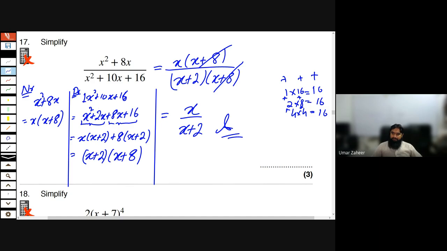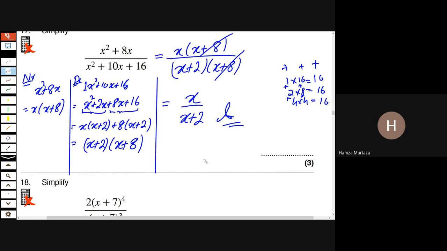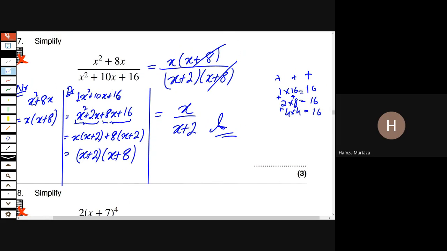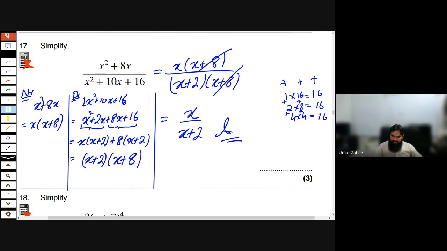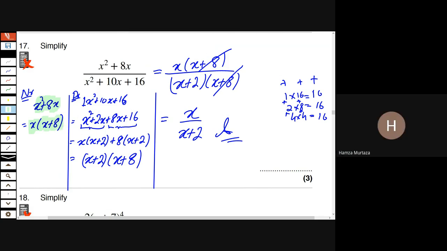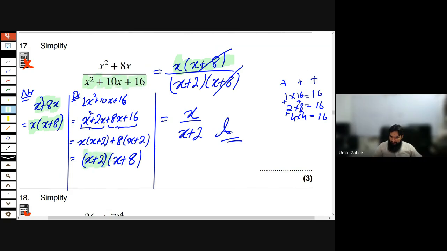Yes, Sarim, Hamza, any question up to here? Yes, I have a question. After we did x plus 2 brackets x plus 8, why did we do x brackets x plus 8 over x plus 2 x plus 8? I just substituted the value, because this is equal to this one. In the same way, I substituted the value here. Basically, I have to simplify the fraction. The question was to simplify, and I know that we can simplify if and only if the numerator and denominator are in factor form. So that's why I first factorized it and then substituted the value.